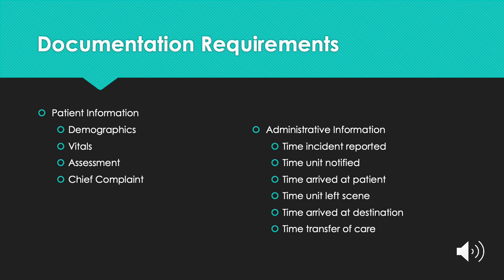The chief complaint is the patient's primary complaint for that particular call. Demographics include the patient's name, date of birth, address, and any other pertinent information such as social security or phone number, as per required by your department and agency. Vital signs include a heart rate, blood pressure, respiratory rate, pulse oximetry or SpO2, and can also include other pieces of information that are required by your agency.